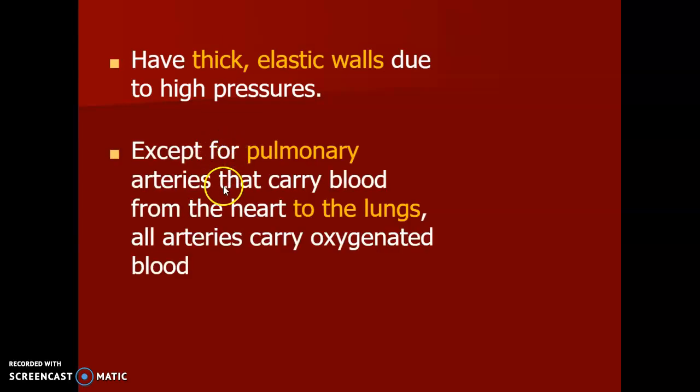There's one exception to the fact that arteries carry oxygen-rich blood, and that is the pulmonary artery. It carries blood from the heart to the lungs, and since it's going to the lungs to get oxygen, the definition of an artery is a blood vessel that carries blood away from the heart, and the pulmonary artery is carrying blood away from the heart, but it's going to the lungs, so it doesn't have much oxygen in the blood, and it's going to the lungs to get that oxygen. All other arteries carry blood that is high in oxygen except for the pulmonary.